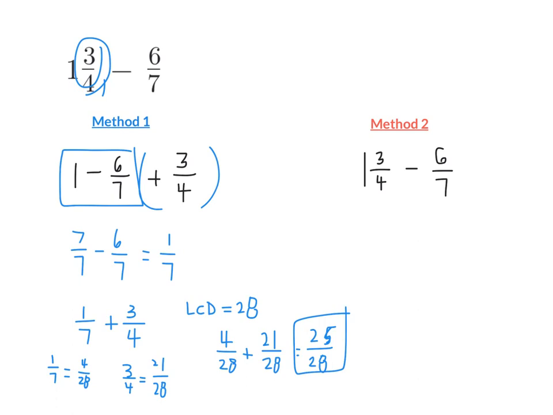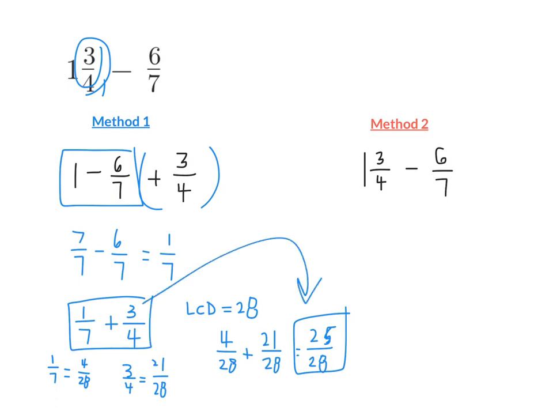6/7. But then I knew that my final answer would be bigger than 1/7 because I started out with more than 1. I started with 3/4 more than 1, so my answer is going to be 3/4 bigger than 1/7. So I did 3/4 plus 1/7 to get my final answer.